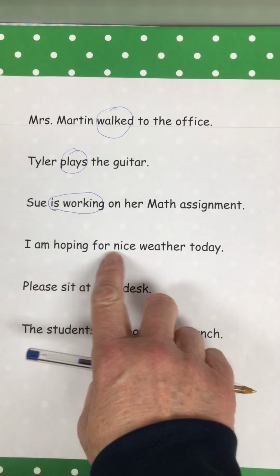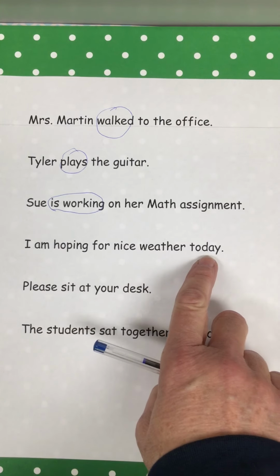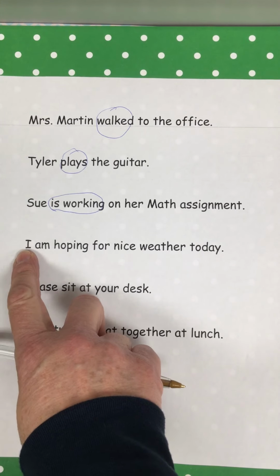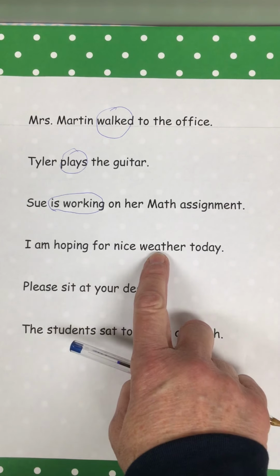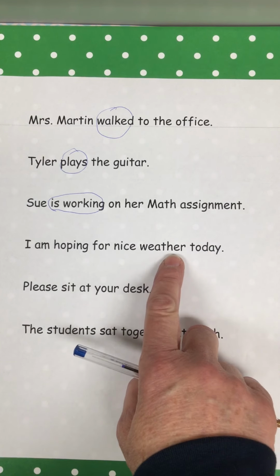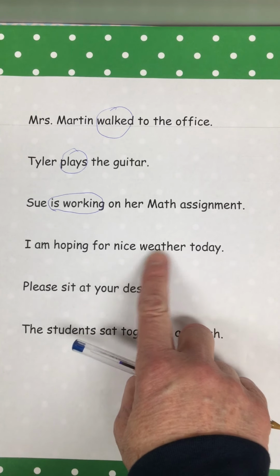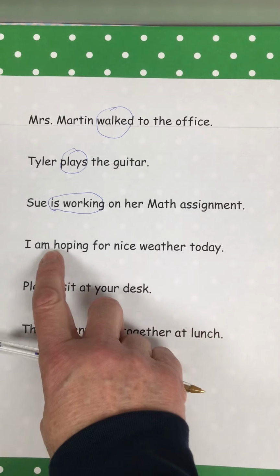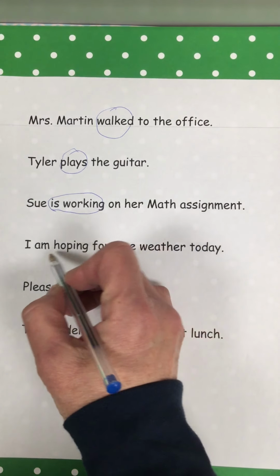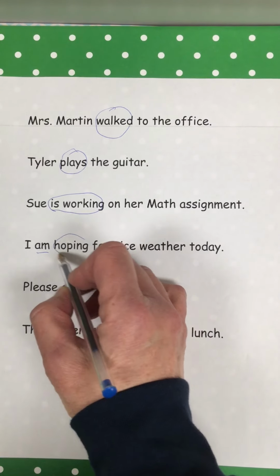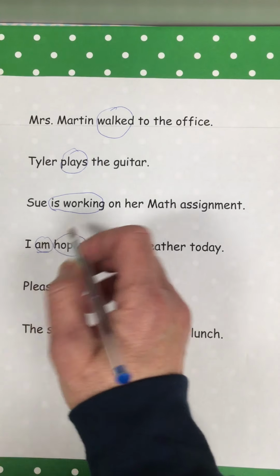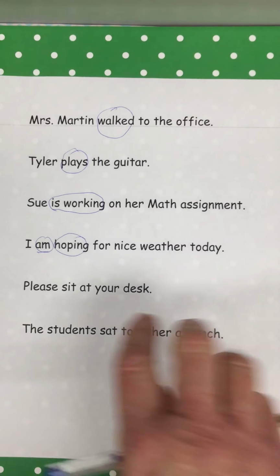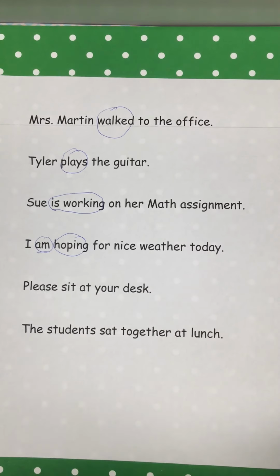Okay, I am hoping for nice weather today. So I'm the subject of the sentence, and the noun. Weather is my other noun in the sentence. That's my topic I'm also talking about. So am is a helping verb for the other verb, hoping. Okay, so both things. And then this one I threw in for present and past tense.